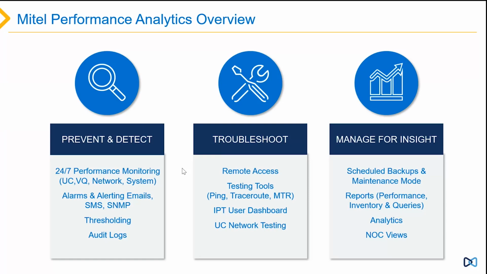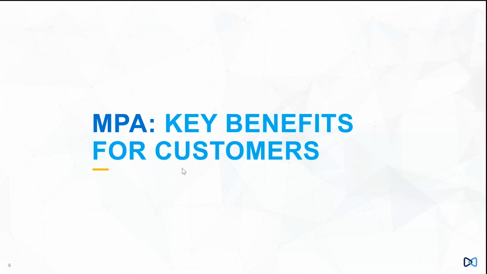And obviously troubleshooting is a big piece of this, and management for insights. So we have a lot of reporting that's baked into the system as well. The troubleshooting pieces that we have baked into the system are remote access. We have testing tools with our probes, or we can do network testing from one probe to another, across your network, across the public network. It doesn't make any difference. And then obviously we can also have an IP telephony user dashboard, and then UC network testing.